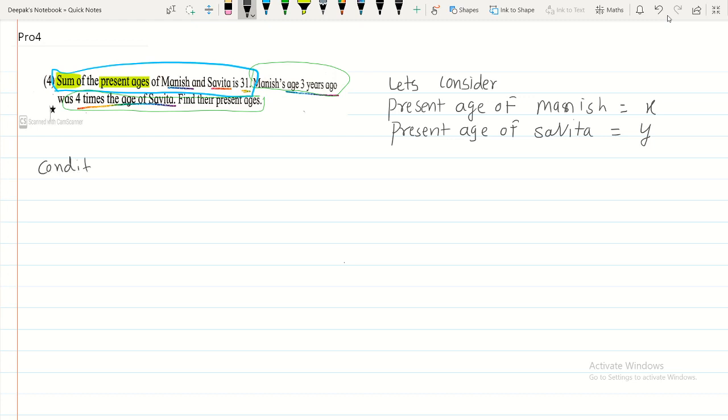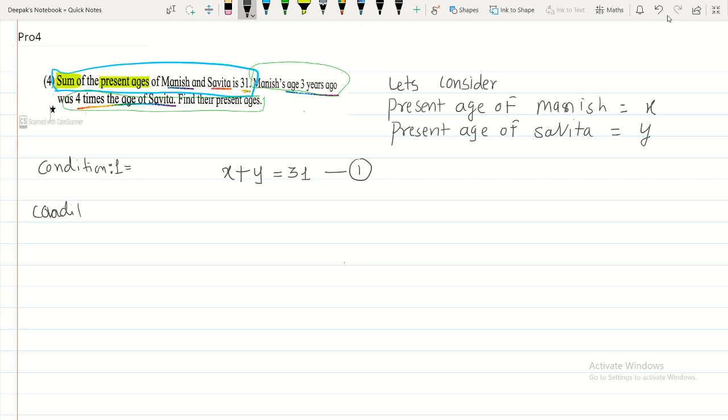Now condition 1 says the sum, that means the addition, of their present ages. So what are the present ages of Manish and Savita? x and y. The addition of the present ages of Manish and Savita is equal to 31. So from condition 1 we got equation 1: x plus y equals 31.